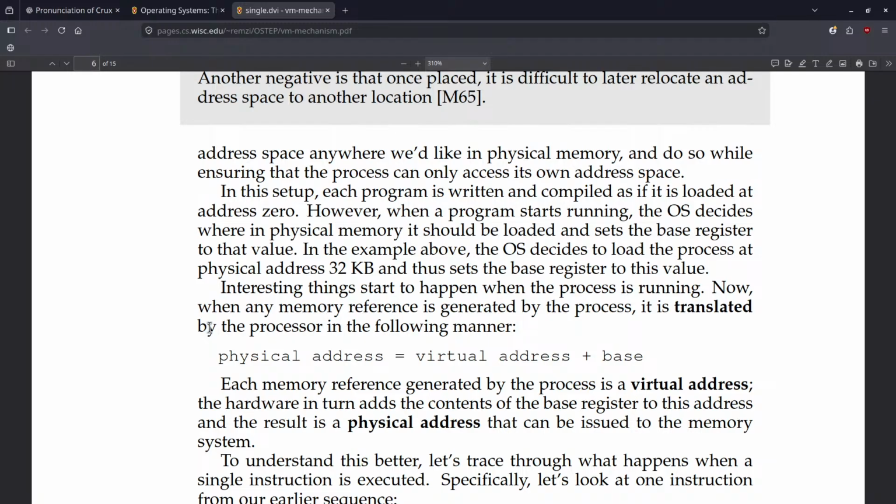when the process runs. Now, when a memory reference is generated by the process, it is translated by the processor in the following manner. Each memory reference generated by the process is a virtual address. The hardware in turn adds the contents of the base register to this address, and the result is a physical address that can be issued to the memory system.